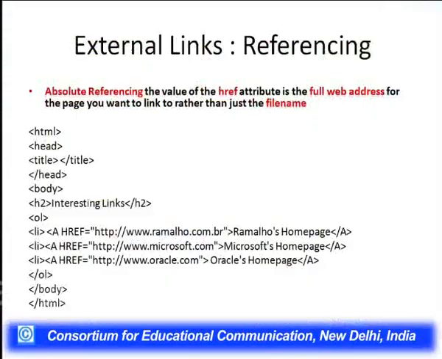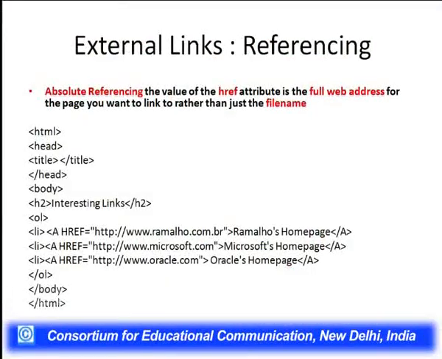The second type of referencing is known as absolute referencing. Now absolute referencing means that you are trying to link a resource, or you are trying to open a page which is not in your computer or which is not in the same folder. So it is an external folder or an external file. So you need to provide the complete path of the resource which you want to open when the link is clicked. So in this case you provide an absolute path, and therefore this is known as absolute referencing.